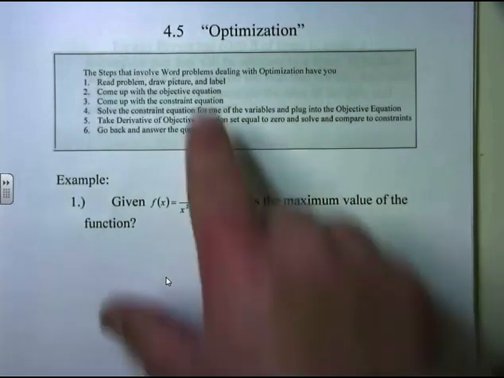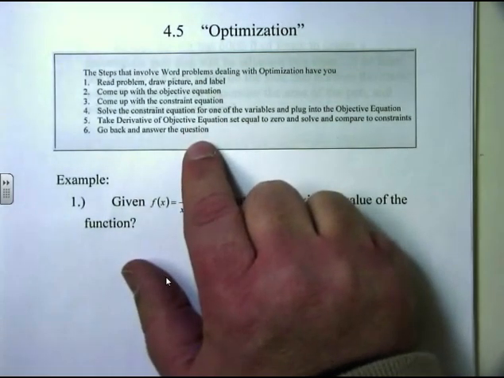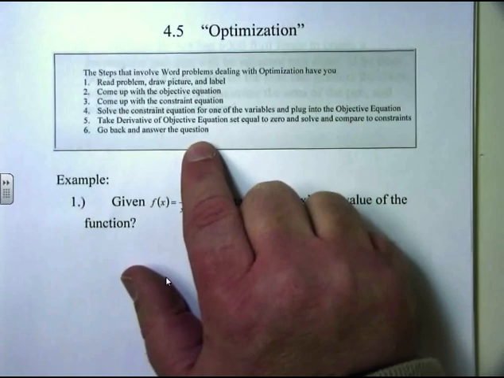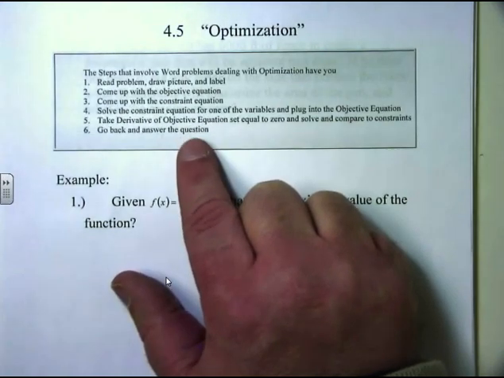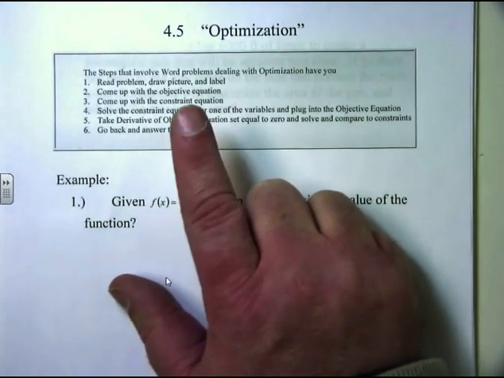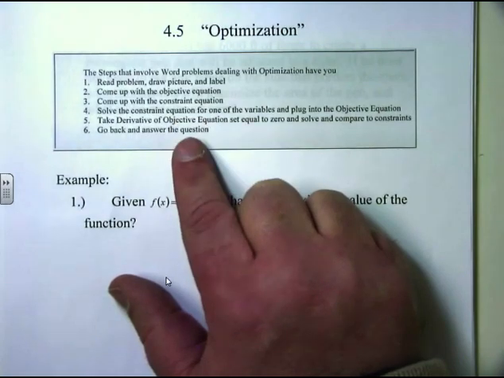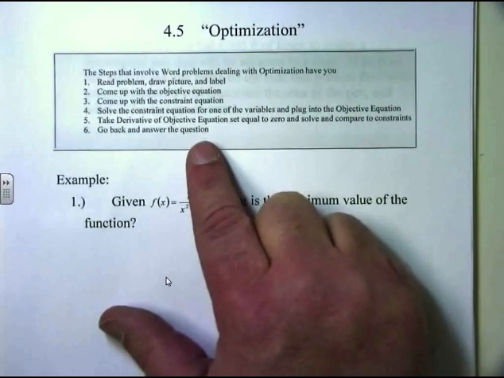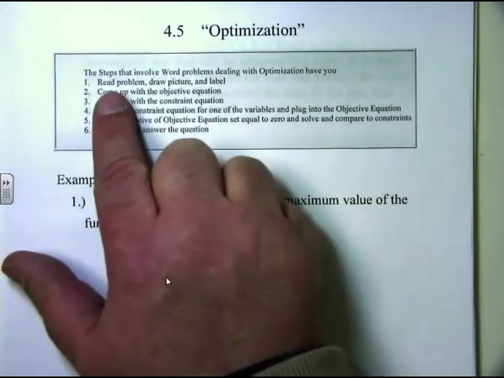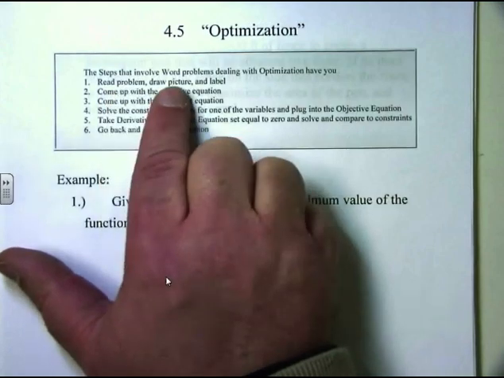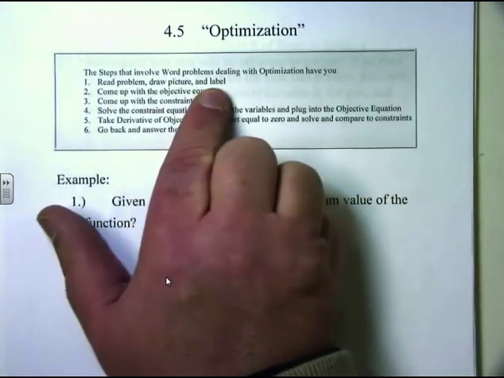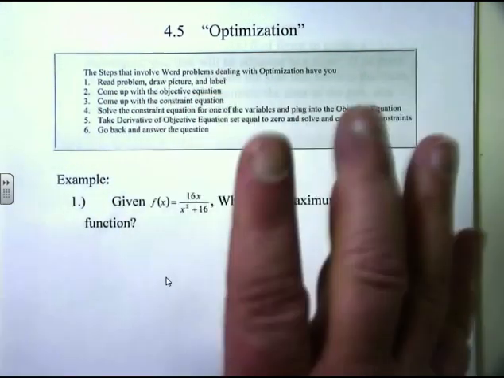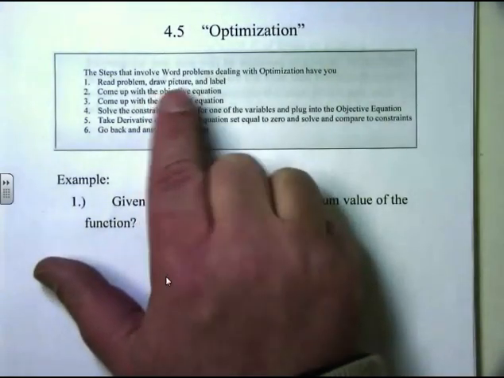So, the big setup is this. I tried to type up for you guys basically the 6 steps to glory of how to do an optimization problem. And for most problems, these steps will work. If you got an easier problem, you don't even need as many steps. But here's the deal. Steps involving word problems dealing with optimization. You have to, number one, read the problem, draw a picture and label it, because you're going to have to get some major word problem. You got to see what's going on, draw the picture, and label it.